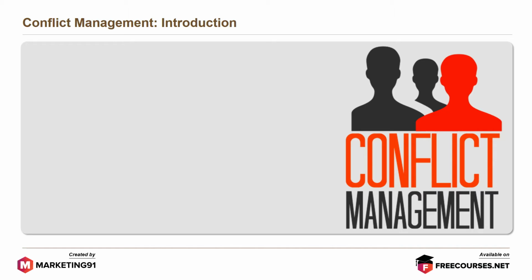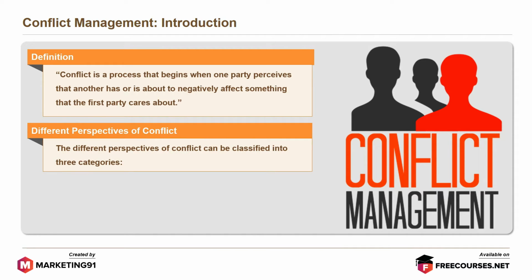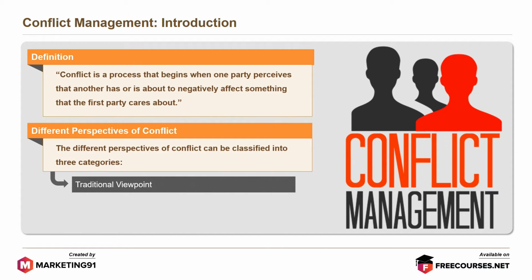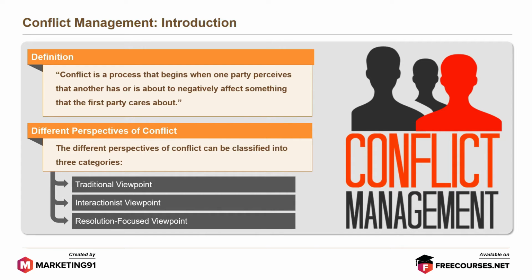Let's start with understanding conflict. By definition, conflict is a process that begins when one party perceives that another has or is about to negatively affect something that the first party cares about. Different perspectives of conflict can be classified into three categories: the traditional viewpoint, interactionist viewpoint, and resolution-focused viewpoint.